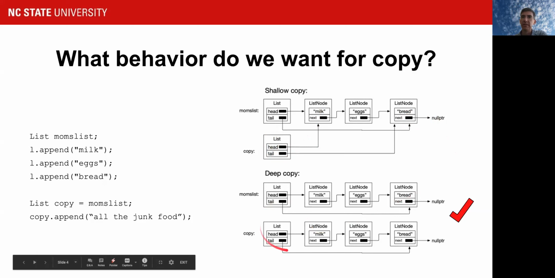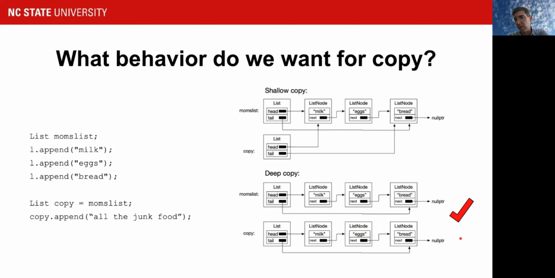What I want is down here. I want a deep copy. I want my list to now have my own milk, my own eggs, my own bread, and then I can add my own junk food here at the end. And on top of all those reasons, maybe I don't want my mom to see the junk food that I added to my list.